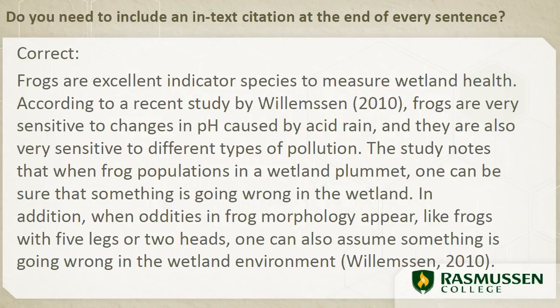Frogs are excellent indicator species to measure wetland health. According to a recent study by Williamson, 2010, frogs are very sensitive to changes in pH caused by acid rain, and they are also very sensitive to different types of pollution. The study notes that when frog populations in a wetland plummet, one can be sure that something is going wrong in the wetland. In addition, when oddities in frog morphology appear, like frogs with 5 legs or 2 heads, one can assume something is going wrong in the wetland environment, Williamson 2010.